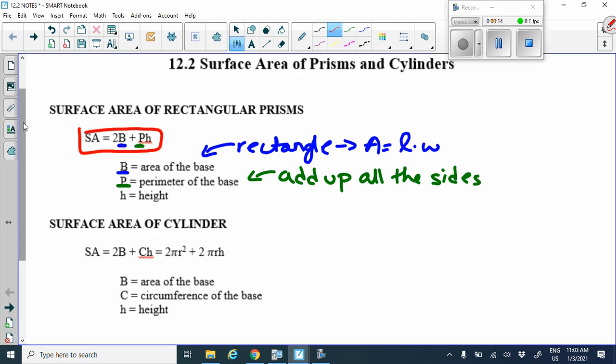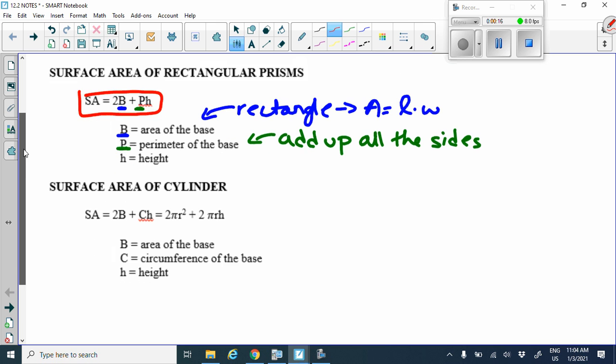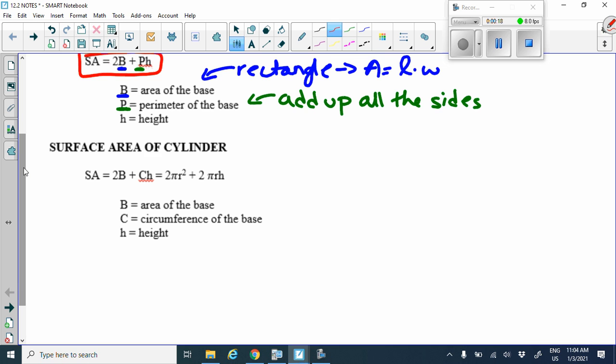Okay, so we have surface area, and then they have 2 times B, which represents the area of our base, plus C, which is going to be our circumference, times the height. Okay, but maybe this is going to be an easier formula here. We're really going to use this part. That's just going to be a lot easier for us to know and understand.